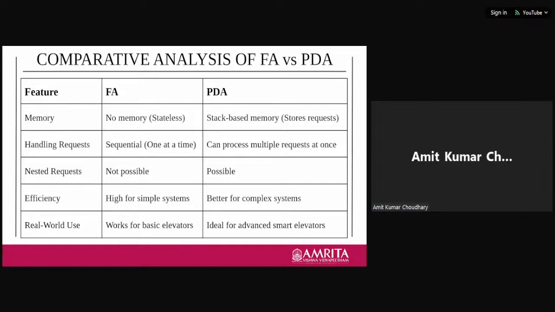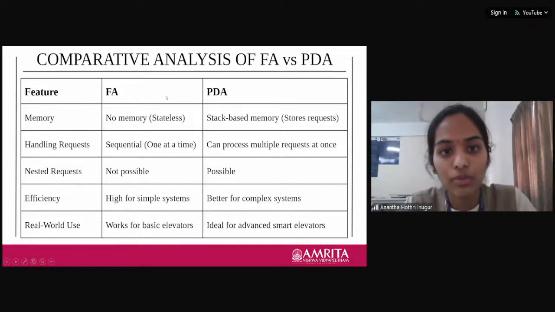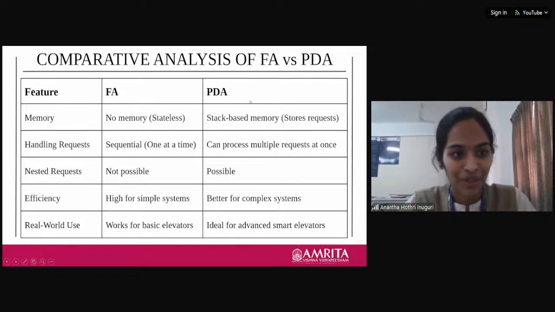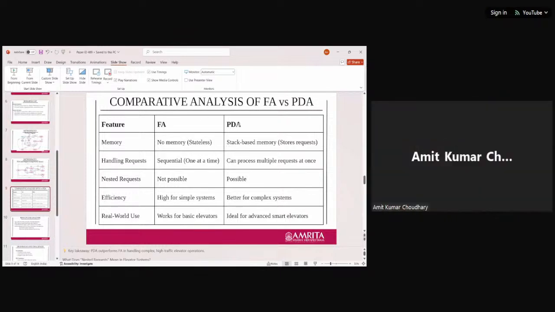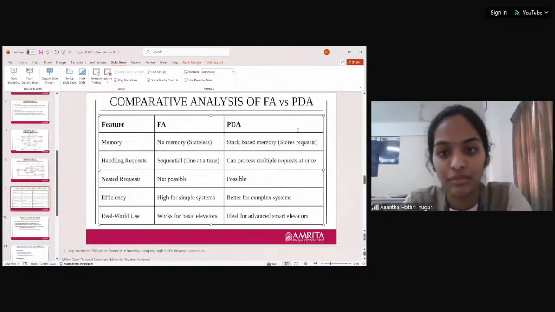What is this FA and what is this PDA? FA is finite automata. PDA is, I'm sorry, pushdown automata. Be alert on this. You are working on this and you are not getting it. Okay. Anyway, you have just done a comparative analysis on these two. Yes, sir.